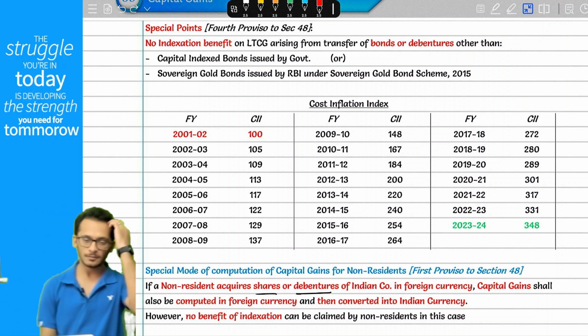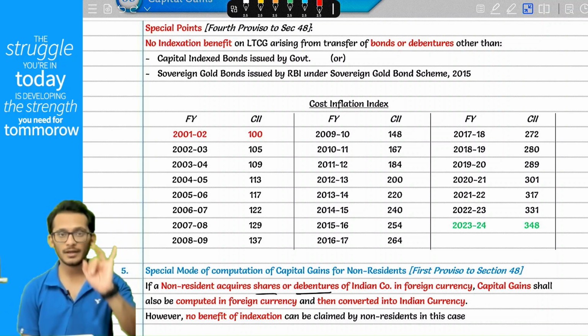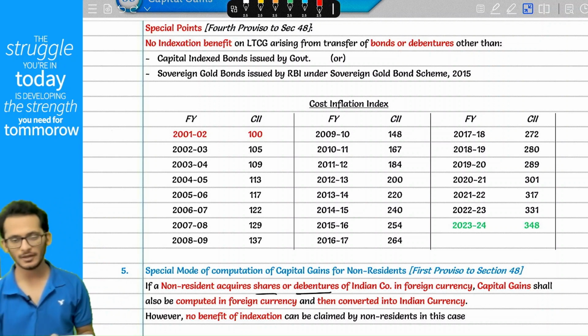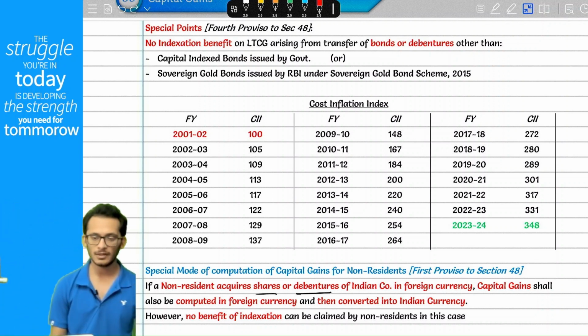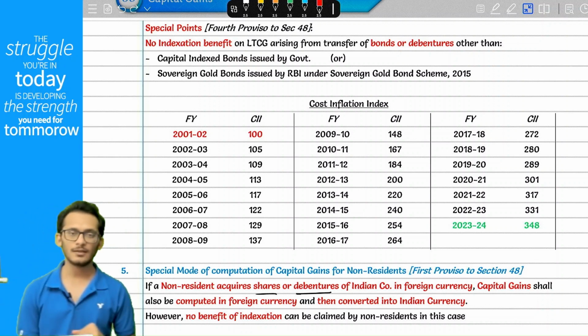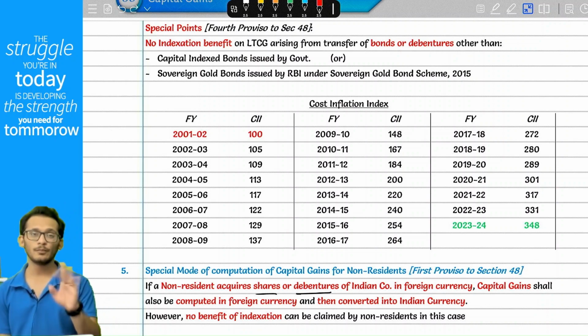Next, indexation provisions come and say that indexation will not be eligible if you have a bond or a debenture, unless and until it is a capital indexed bond or a sovereign gold bond. These two assets alone will be eligible for indexation. No other assets in the nature of bonds and debentures are eligible for indexation.